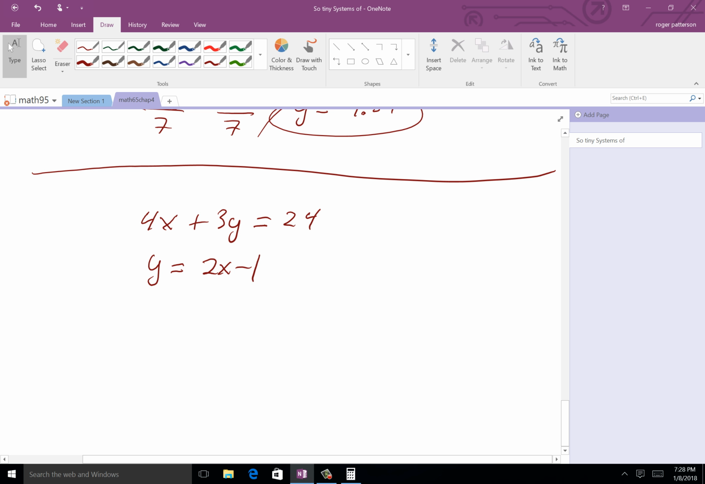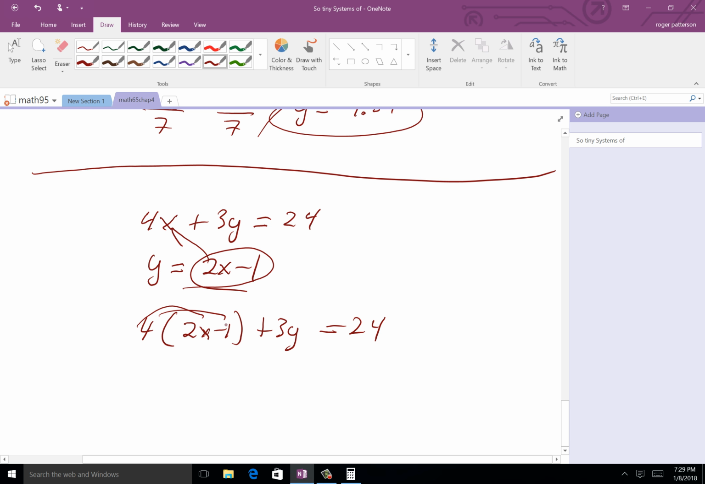So, now this one's an interesting one because what do we got right here? It's already solved. We don't even have to do that. It's already solved for y. So what are we going to do with this 2x minus 1? Just put it right in there. That's nice of them to do that for us. 4, put that 2x minus 1 in there, plus 3y equals 24. Okay, we're going to distribute.